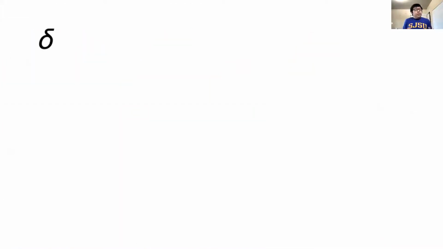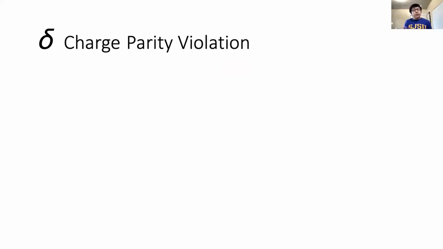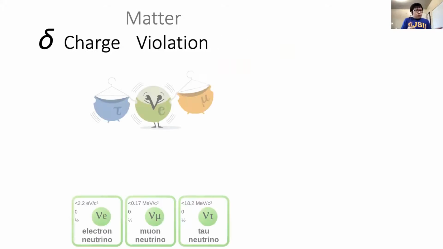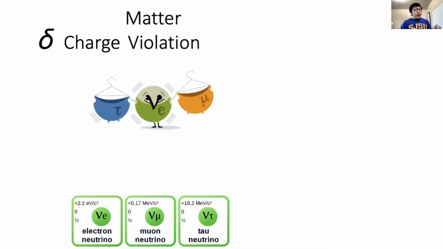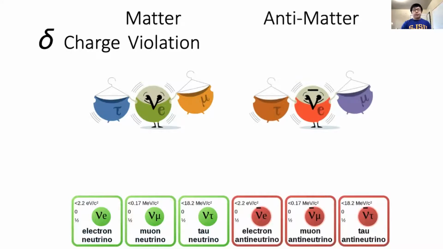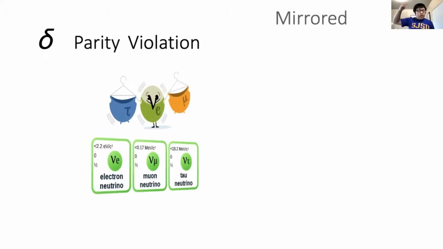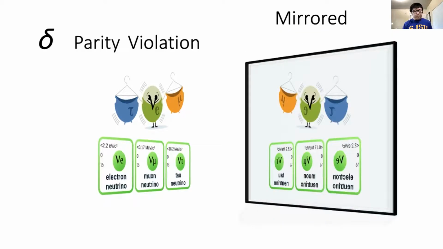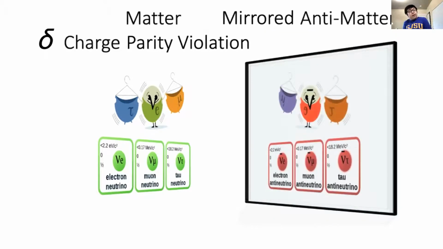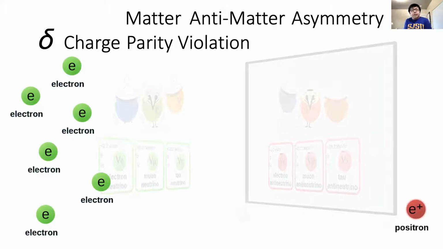Now, this is what we're here for. In our model, we have a parameter delta, which measures the charge parity violation. Charge violation is when physics treats matter and antimatter differently. Parity violation is when physics treats our objects and their mirror image differently. Charge parity violation is when we switch our mirror image to antimatter, and if physics treats the two differently, then there is a violation. This difference in physics treatment is a crucial ingredient in explaining the matter-antimatter asymmetry.